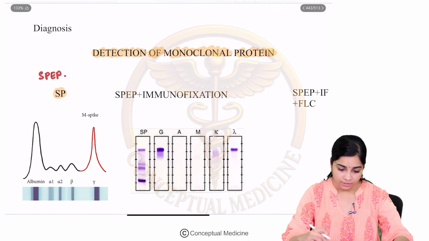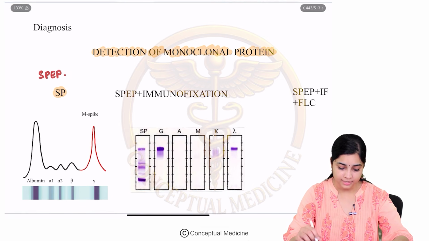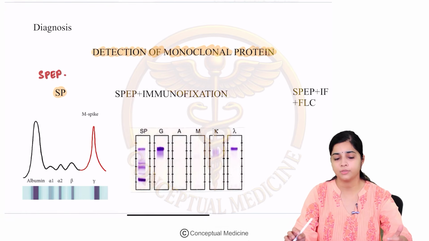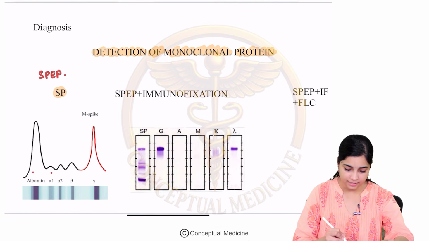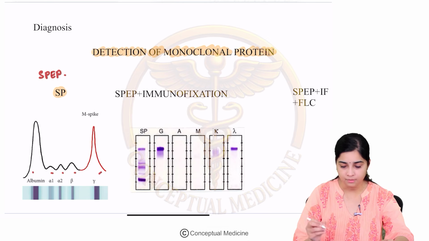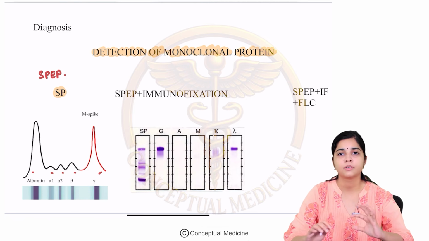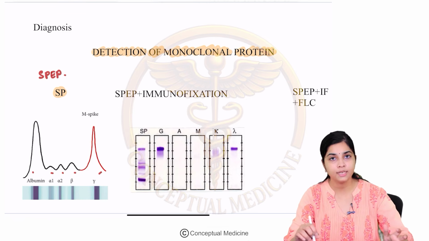So normally, when you do a serum protein electrophoresis, what are the different proteins which you can see? You can find albumin, alpha-1, alpha-2, beta-globulin and gamma-globulins, and usually there is no spike because all the proteins are distributed in an equal manner.